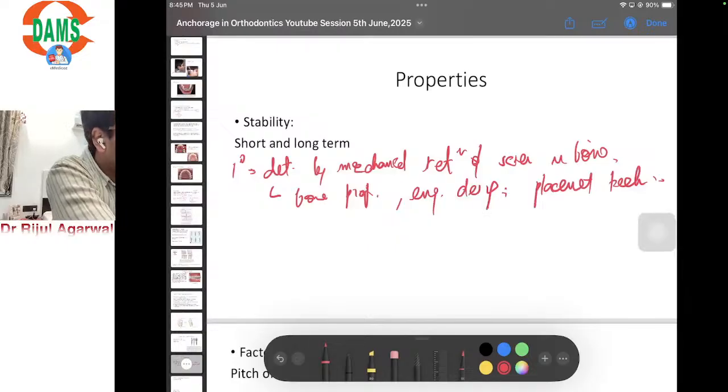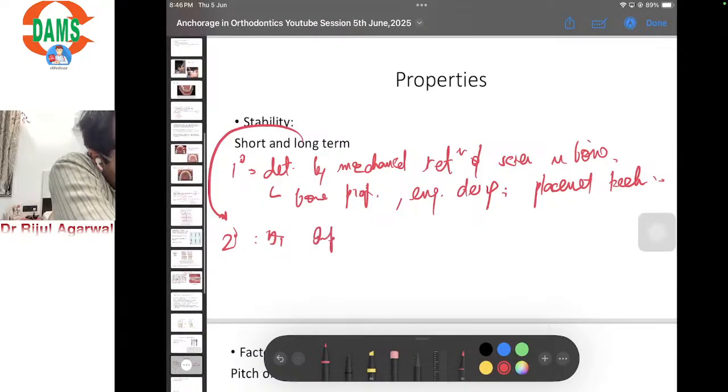Secondary or long-term stability comes into play after a few days, through the biological union of the screw with the surrounding bone. So what factors will it depend upon? Once we have inserted the screw and left it there, it depends on the implant surface, how the implant surface is.